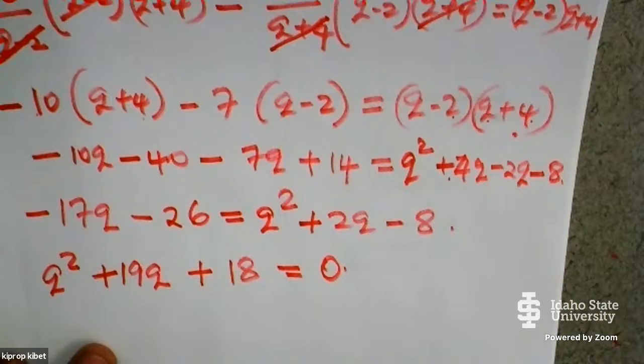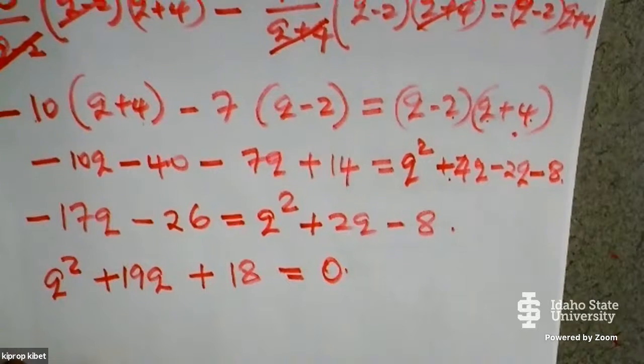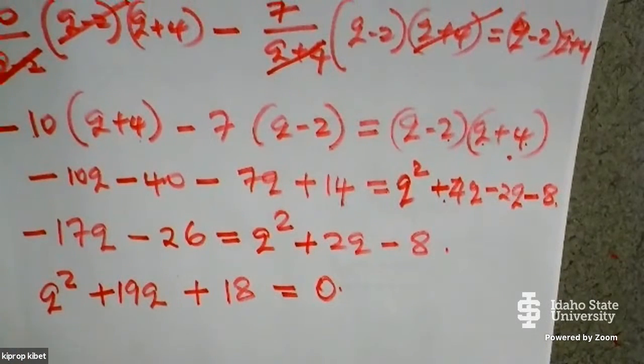Equals to 0. All right, so we now have the quadratic equation. So the product is 18 and the sum is 19. So what are the two numbers? The product is 18 and the sum is 19.